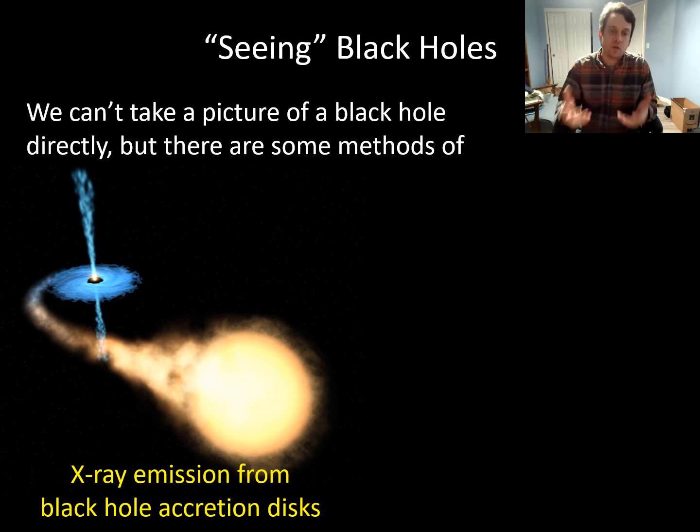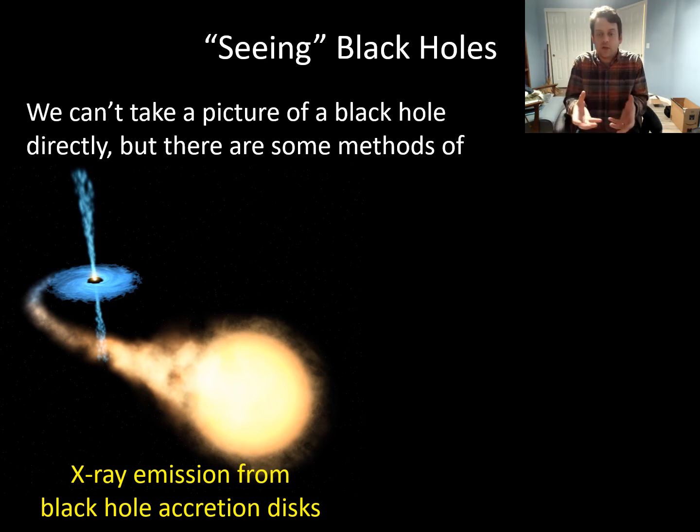So, another way of saying this is that there is a sense in which we can see black holes. We can't take a picture of a black hole directly, but we do have some indirect methods of measuring their properties, because what's inside the event horizon does have an influence on what's outside the event horizon. And one of those ways is by looking at the X-ray emission from what are known as black hole accretion disks. So accretion disks are what they sound like.